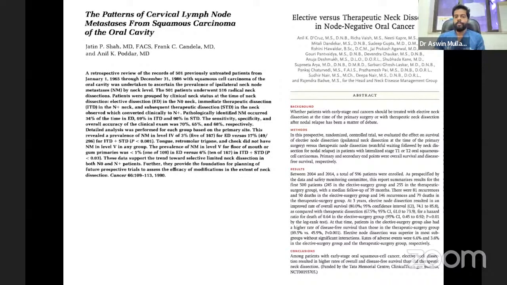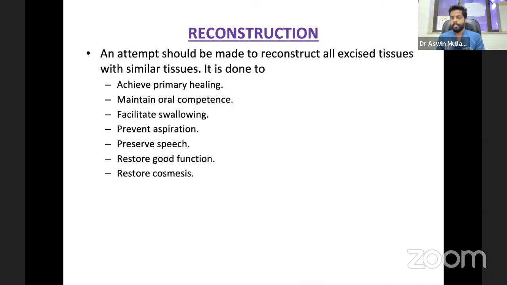According to this evidence, now in all early T1, T2 disease we are going upfront for elective neck dissection. That means mostly SND in node-negative oral cancer. Now our primary is over. We address the primary tumor, we address the neck, we clear the nodal station. Now what is left? Reconstruction.